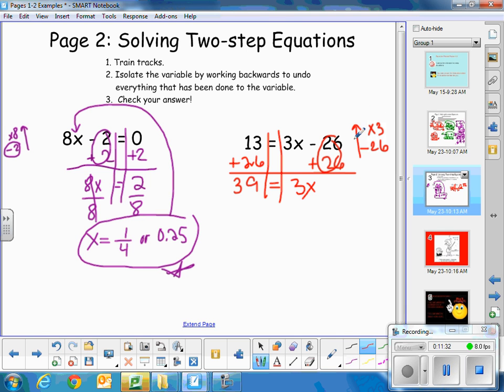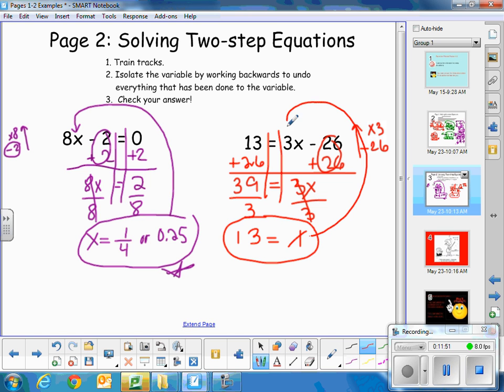The last thing we need to undo is this multiplying by 3 by dividing by 3. 3 divided by 3 is 1. 1 times x is just x. And on the other side, 39 divided by 3 is 13. To check your work, you would put this back in here. 3 times 13, take away 26, and that should work out to be 13. So we have the correct answer there as well, because 39 take away 26 is 13.